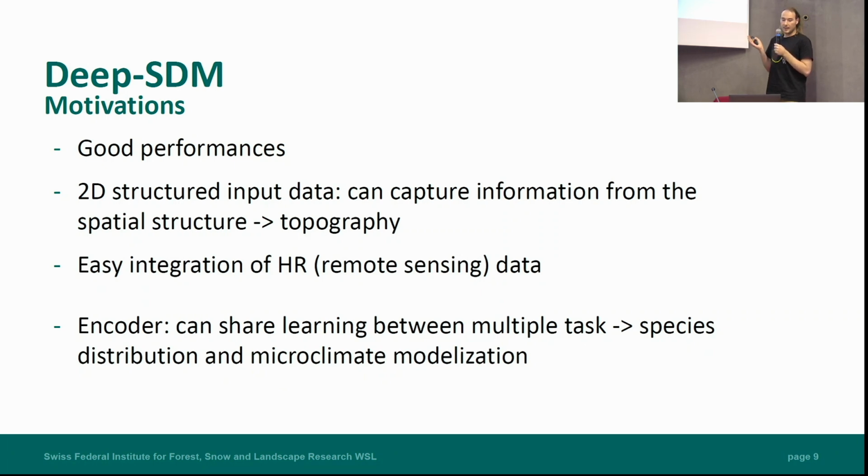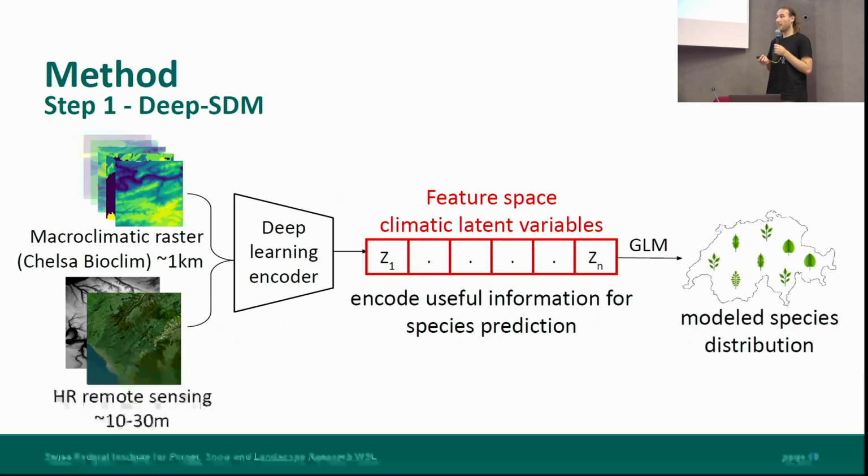They easily integrate some high-resolution remote sensing data, and the main point is that they are encoders. So you can learn some variables, a kind of latent variables, by training a model on some tasks, for example species distribution, and then you can reuse some of the encoding you've learned for another task. And that's why we wanted to use Deep-SDM for this task.